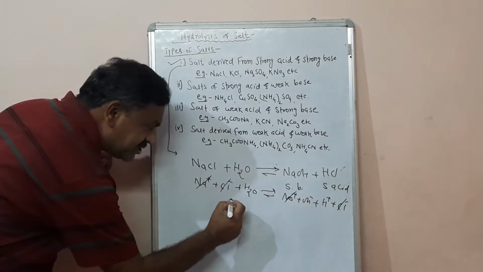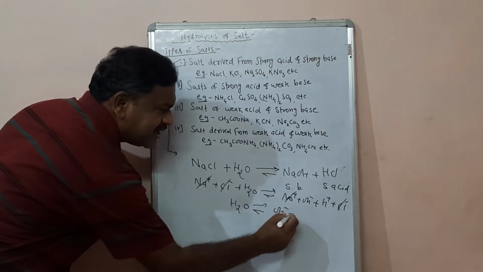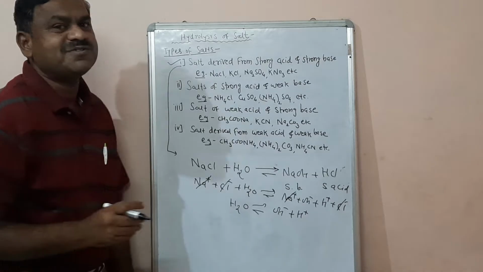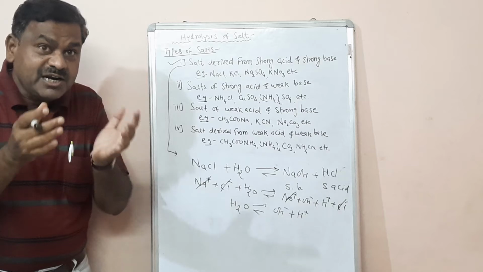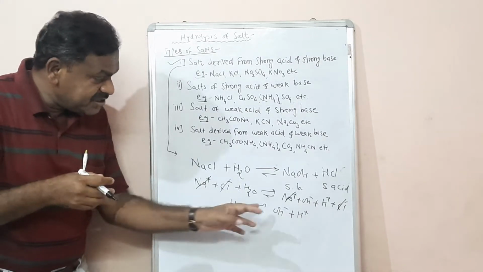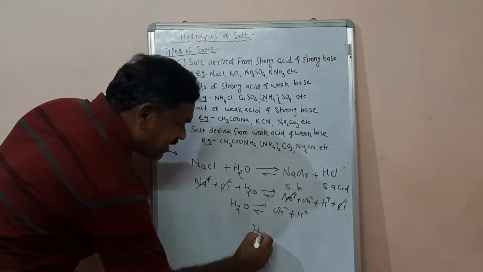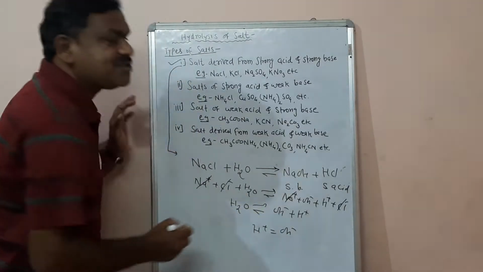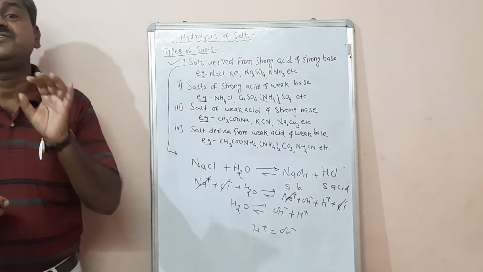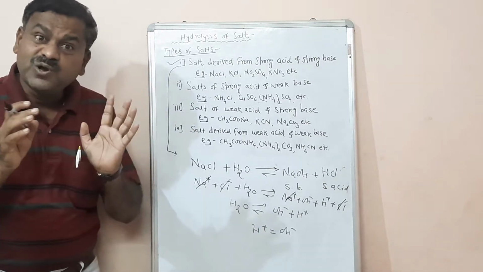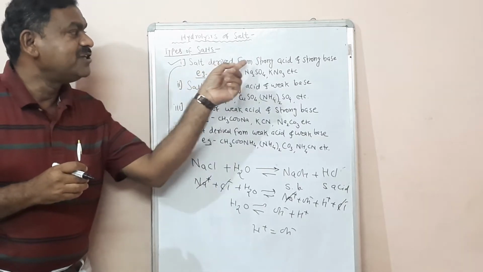Therefore, only this H2O remains, with the OH minus ions and the H plus ions. Therefore, as a resultant product, it is the same H plus and OH minus ions. That pH value is 7, which means the salt of a strong acid and a strong base does not hydrolyze.